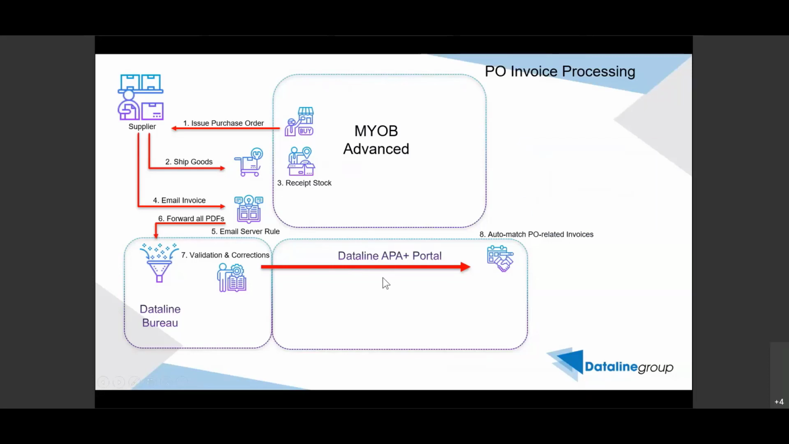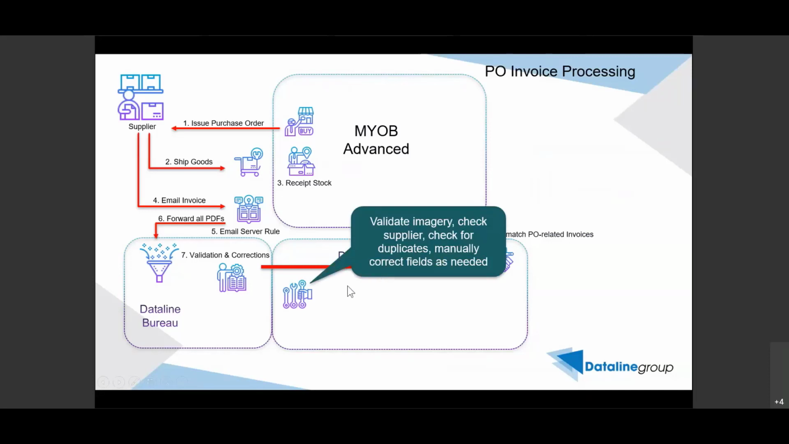And of course, other transactions coming into the business that flow through may not have purchase orders, your standard sort of expense documents coming in. So we can do some validation. First of all, check the supplier to see if they exist in Advanced. Then we'll check for duplicates to make sure we haven't paid it before.